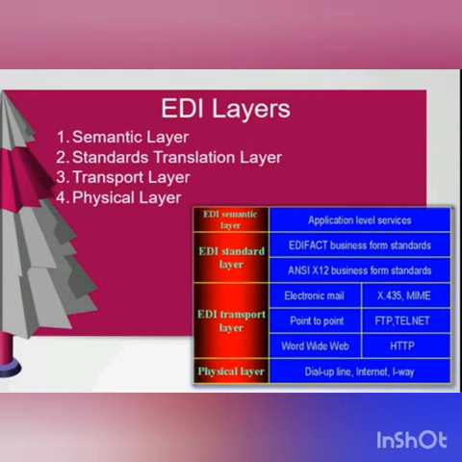And the first layer is the semantic layer. This refers to the application, that is software. For example, for word processing, we will use MS Word, right? Similarly, for EDI, you have to use EDI software. That refers to the semantic layer. So, these are the four EDI layers. The first one, semantic layer. Second one, standards translation layer. Third one, transport layer. And the fourth one is physical layer.